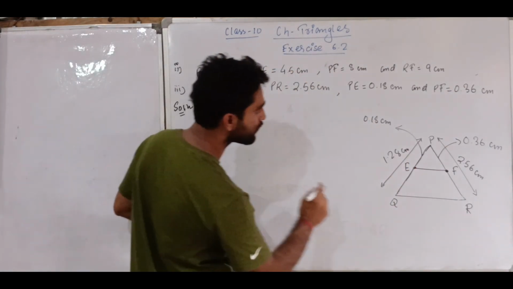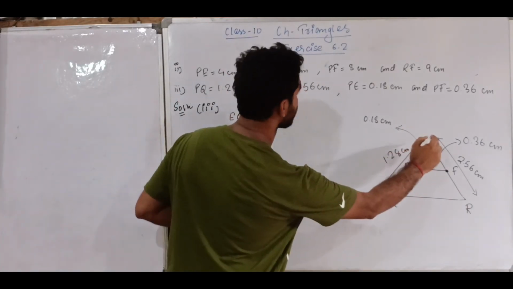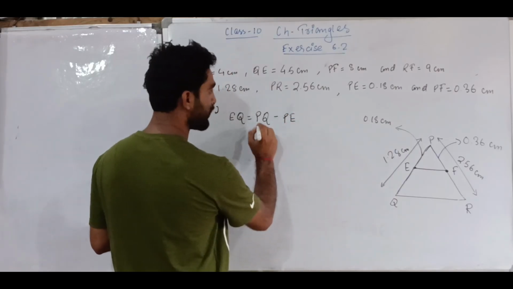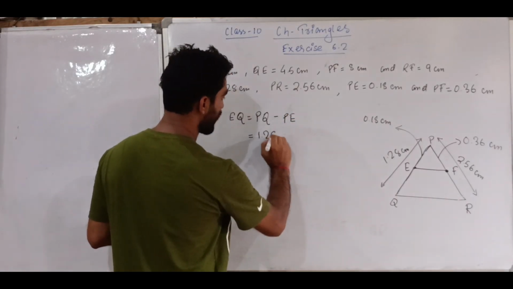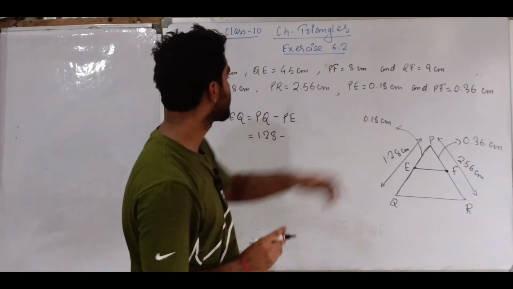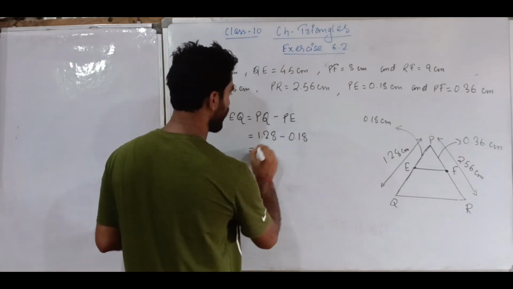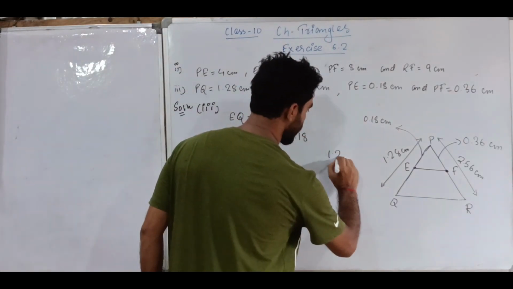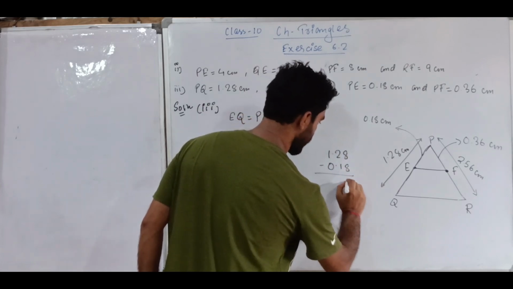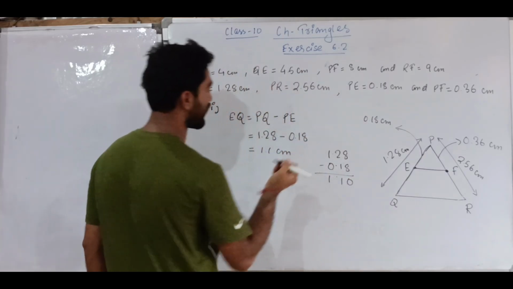EQ is equal to PQ minus PE. So PQ value is given how much? 1.28 minus PE. PE is given how much? 0.18. Now if we subtract, what will we get? See, 1.28 subtract 0.18. So we will get 1.1 centimeter.